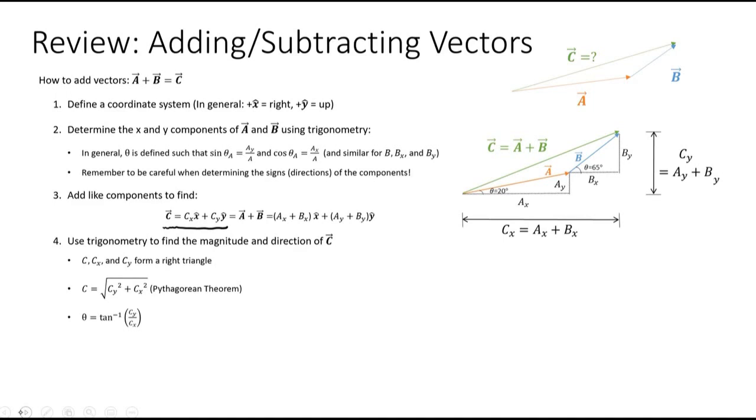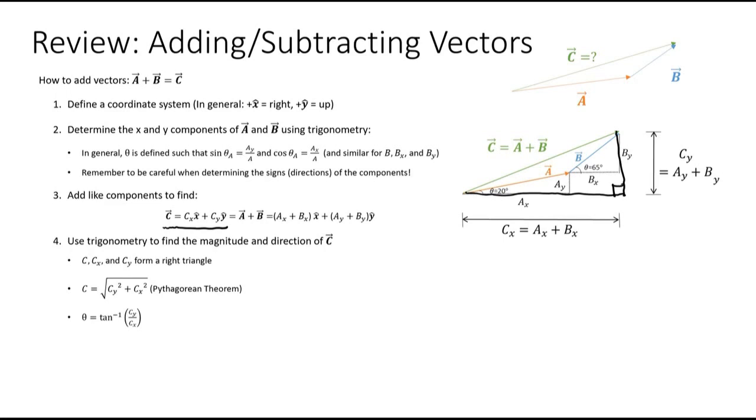But oftentimes you'll be asked to find the magnitude and direction of C. So if that's what you're asked for, then you're going to need to do one more step here. We'll want to remember that Cx, Cy, and C form a right triangle here. It's like this little right triangle right there, formed by Cx, Cy, and C. And then you can go ahead and think about the magnitude and direction of the vector C using trigonometry again.